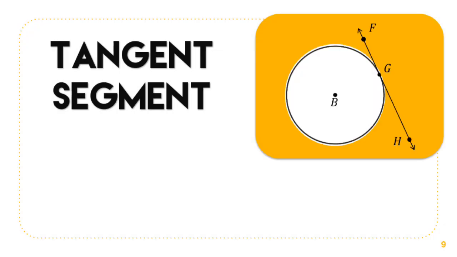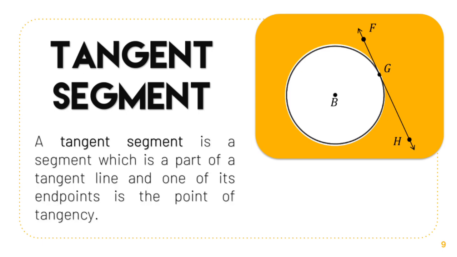We already know that a segment is a subset of a line. Now, we will be having a subset of a tangent line, which is the tangent segment. It is a segment which is a part of a tangent line, and one of its endpoints is the point of tangency. In reference with the figure, segments FG and HG are tangent segments of circle B. And as you can see, point G is the point of tangency, wherein both segments have it as their endpoint.